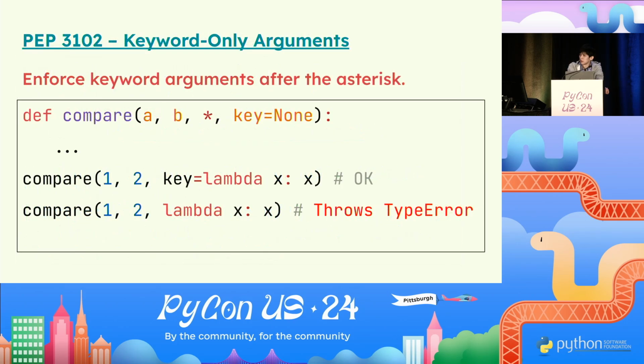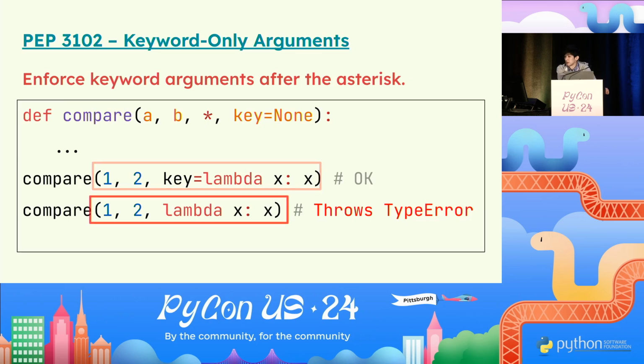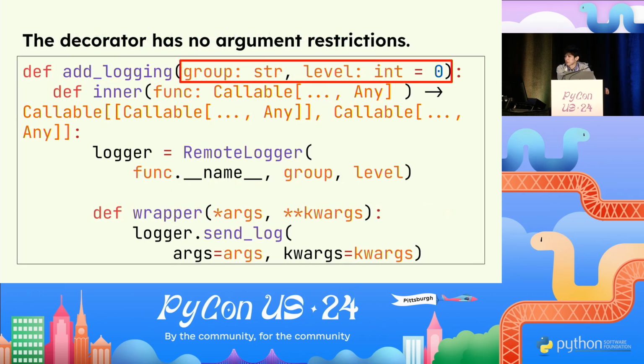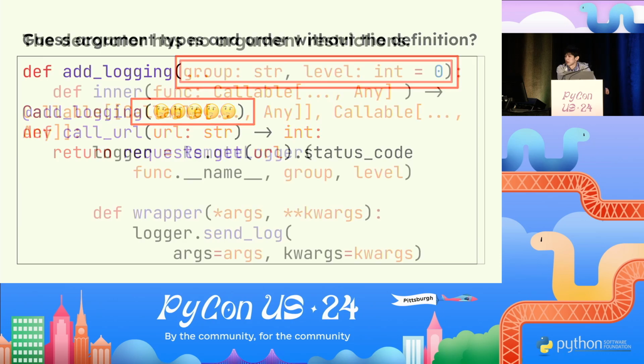It's very simple. So we have a good feature for arguments, and keyword-only arguments are very useful for this situation. Enforce keyword arguments after the asterisk. If we put the asterisk in the argument signature, we should use keywords after the asterisk. This is okay, but this throws an error at runtime. And we can enforce the arguments.